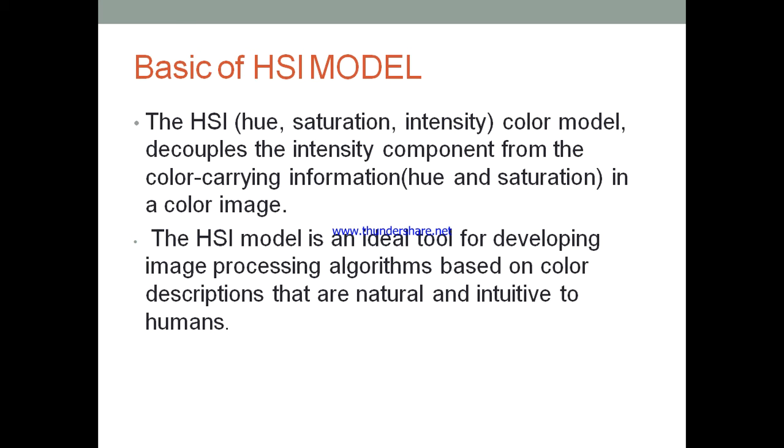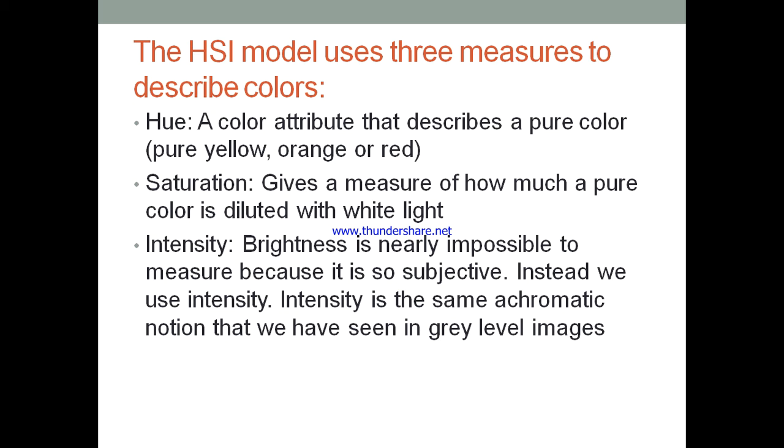So that is the hue, saturation and intensity color model. It decouples the intensity component from the color-carrying information, that is hue and saturation. So it is also an ideal tool for developing algorithms that are natural and intuitive to the human eye. We use three measures for describing colors. Hue describes a pure color such as yellow, orange or red. Saturation means how much white light is diluted into that particular color. And intensity is also an achromatic notion that we have seen in the gray level of an image.